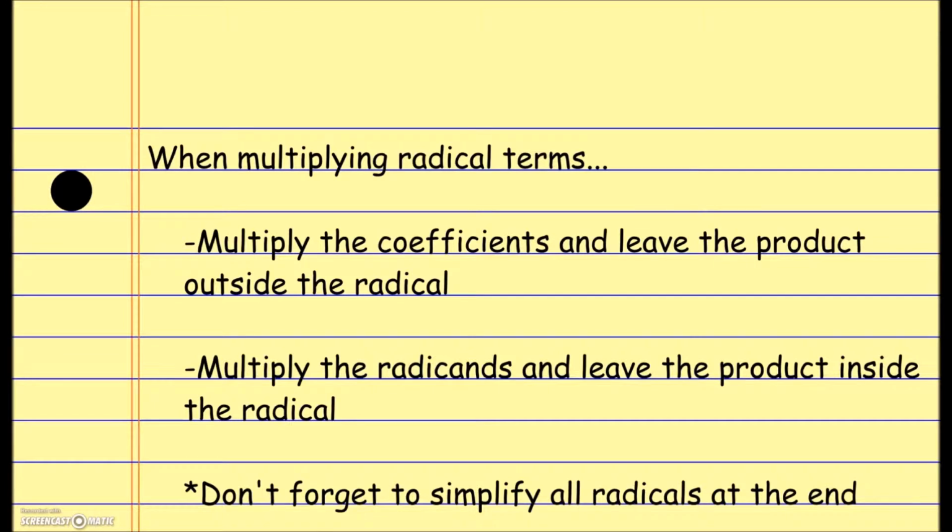I'm going to multiply the coefficients and leave the product on the outside of the radical, and then I'm going to multiply the radicals together. I'm going to treat them separately. So when I multiply the radicals, I multiply what's underneath there, and I leave it under the radical. The easy way to remember this is what's on the outside gets multiplied with what's on the outside, what's on the inside gets multiplied with what's on the inside.